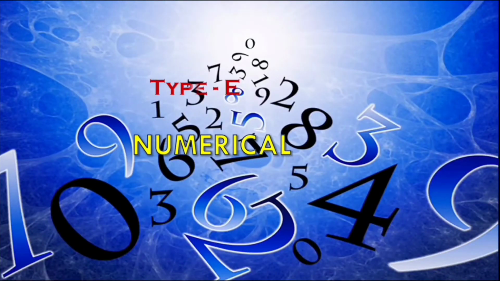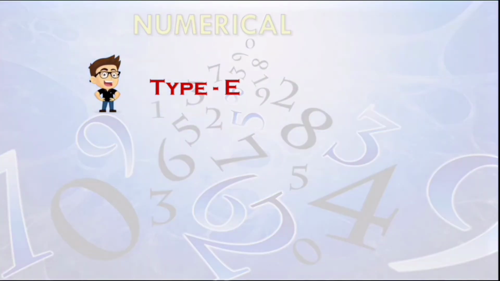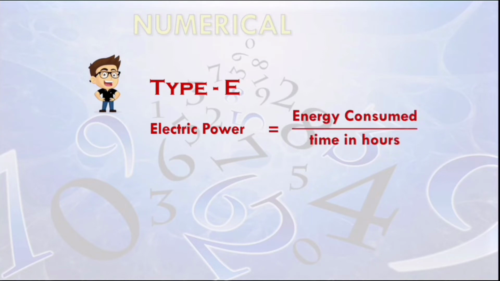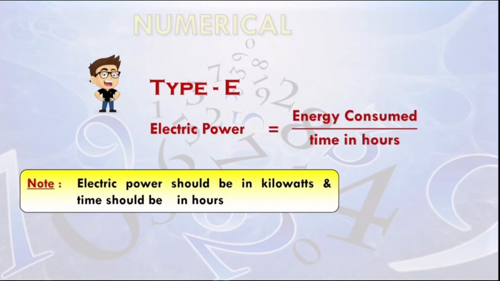Now we will solve the numericals and use the formula: electric power equals energy consumed by time in hours. Take note, the electric power should be in kilowatts, not watts, and time should be in hours. If they are in watts or seconds, we have to convert them into kilowatts and hours. Don't forget that. Now let's solve question number 1.